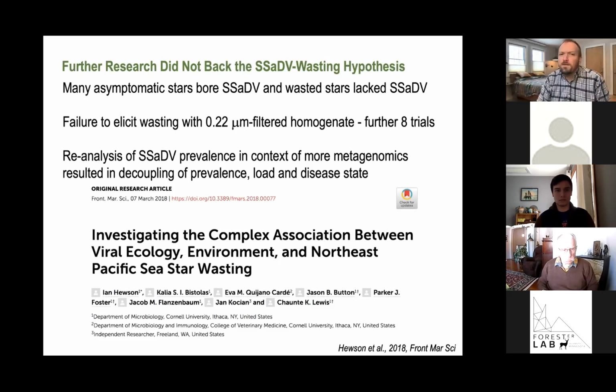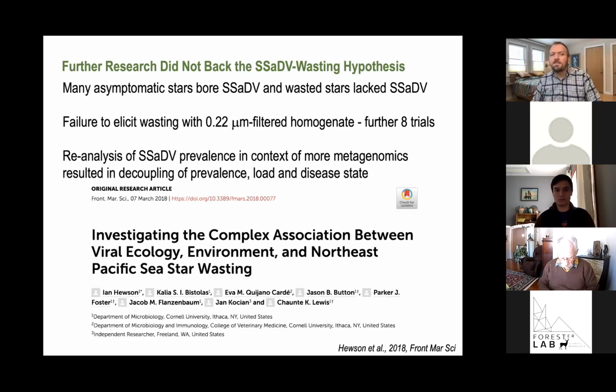We also failed to elicit wasting with 0.22 micron filtered homogenate in a further 8 experiments. So it was only one series of experiments, 2 different experiments in series, that we were able to do this in Pycnopodia helianthoides, the sunflower star. We couldn't repeat it 8 times later. And so we started to suspect that perhaps this was not the case. Perhaps this was a spurious finding that happened to replicate in those experiments.